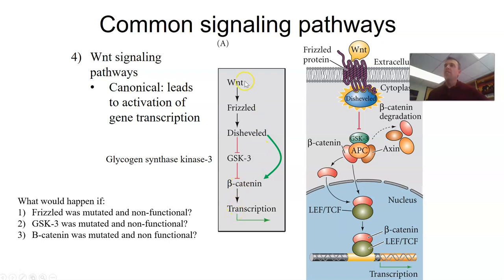So basically, if you inhibit Wnt, Frizzled, Dishevelled, or beta-catenin, any of those, you're not going to get transcription. But if you inhibit GSK3, that one causes transcription all the time, because that is your natural inhibitor keeping this pathway off until the Wnt signal causes it to be on.